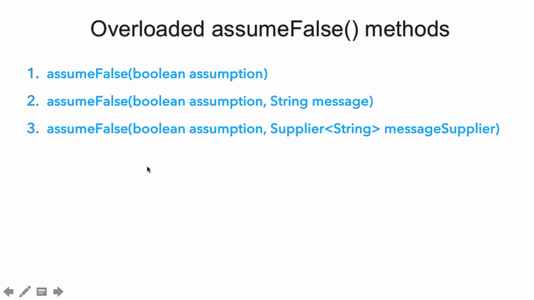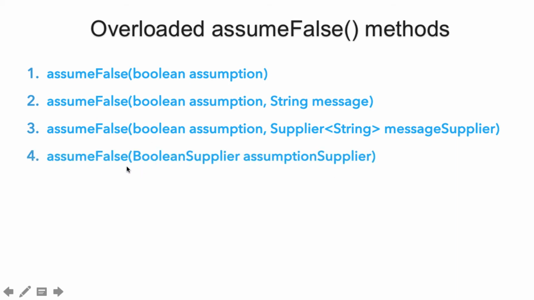The third overloaded method takes in a boolean assumption and a Supplier functional interface. This functional interface gets evaluated to a string whenever our assumption is not satisfied. The only advantage of using this Supplier functional interface over a direct string message is that this string will be evaluated only when the test is aborted. But with the direct string message, the string gets evaluated every time, whether our assumption is true or not.